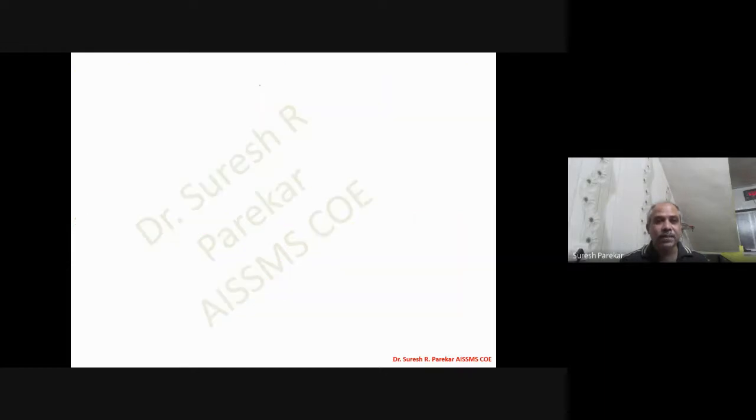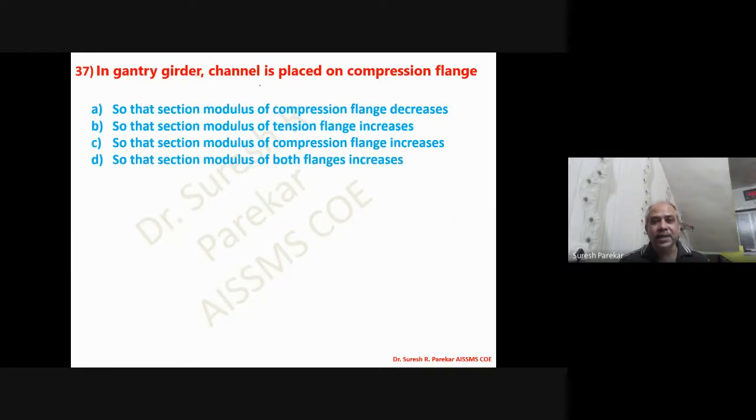In gantry girder, the channel is placed on the compression flange so that the value of I increases, but here our interest is to increase the section modulus of the compression flange. Why compression flange? Because we have stresses on the compression flange due to lateral loads and longitudinal loads. If the neutral axis shifts upward, Z will be larger, and that reduces the stresses. So the answer is: so that the section modulus of compression flange increases.